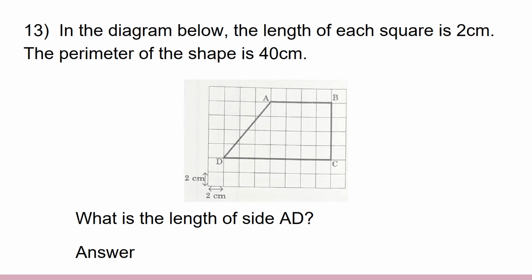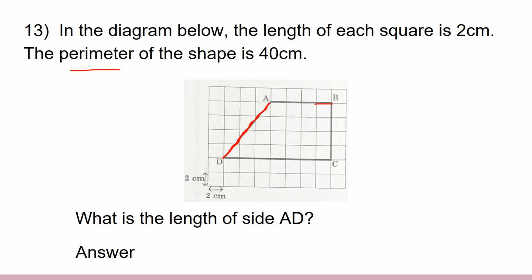Question 13. In the diagram below, the length of each square is 2 centimeters. So the length of each square from here to here is 2 centimeters. The perimeter of the shape is 40 centimeters. What is the length of side AD? So we have to find the length of side AD. What does perimeter mean? Perimeter means the distance all around. So if the perimeter of the shape is 40 centimeters, it is given.